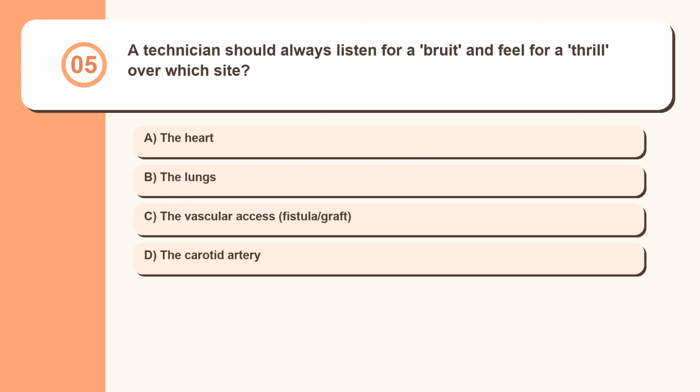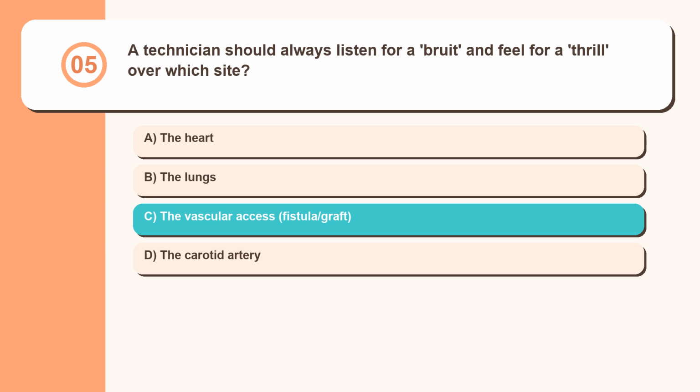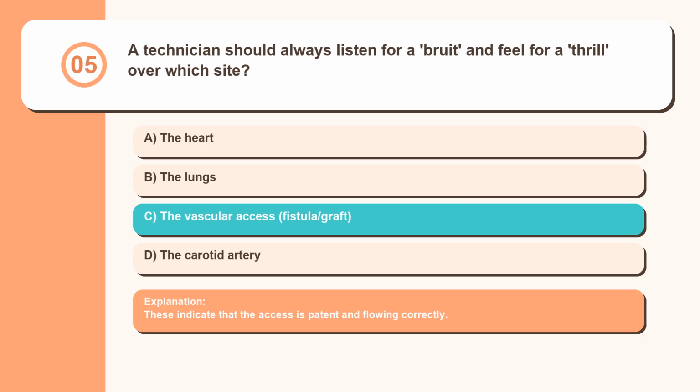Question 5. A technician should always listen for a bruit and feel for a thrill over which site? The heart, the lungs, the vascular access, fistula/graft, the carotid artery. These indicate that the access is patent and flowing correctly.